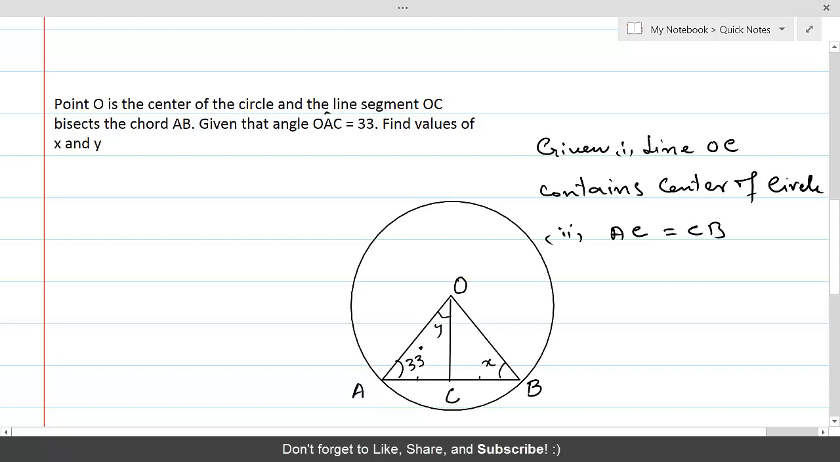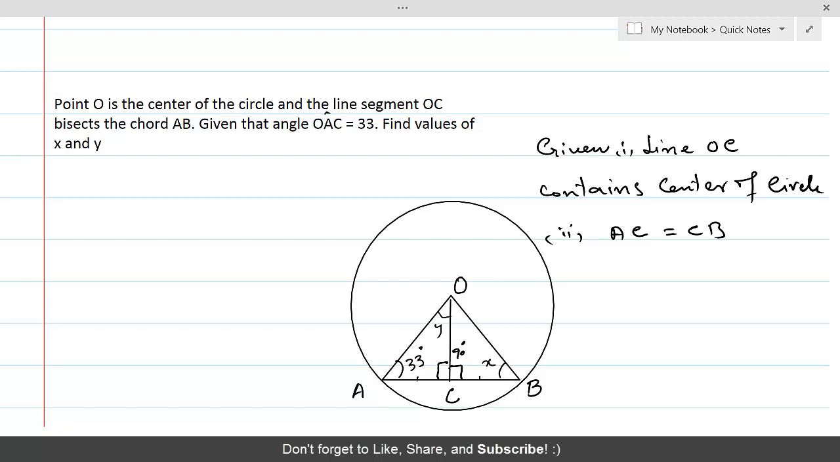Then according to the properties we just learned, isn't it obvious that the angle being made here is 90 degrees? So this angle obviously is 90 degrees because that's the statement of those properties, that if O is the center of the circle contained on the line and C is bisecting the chord AB, then the angle is 90 degrees.